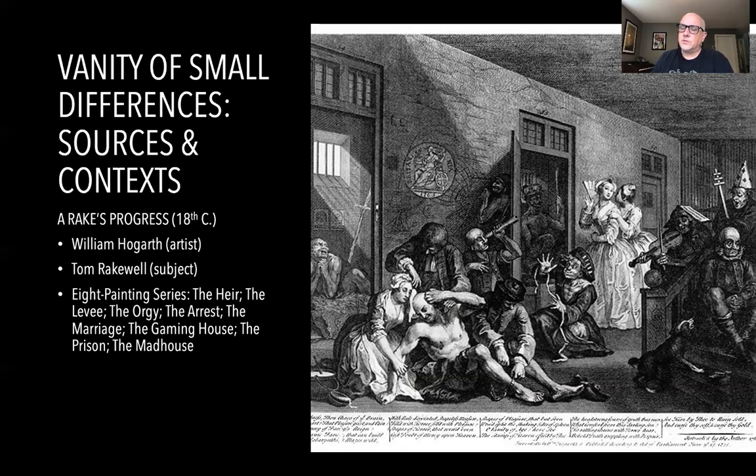The Arrest, which is, Tom Rakewell is sort of reaching this point of decrepitude in his life. The Marriage, an attempt to kind of create respectability for himself. The Gaming House, where he gambles away much of his fortune. The Prison, where he lands in as a result of debt and other misdeeds. And finally, The Madhouse, which is the image that we see here, right? So clearly a story that goes down, right? The Rake's Progress is not an advancement, it's a decline.